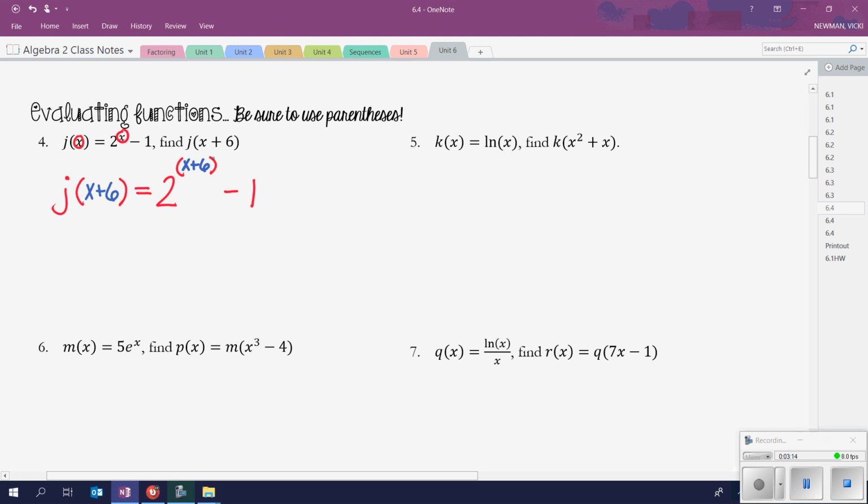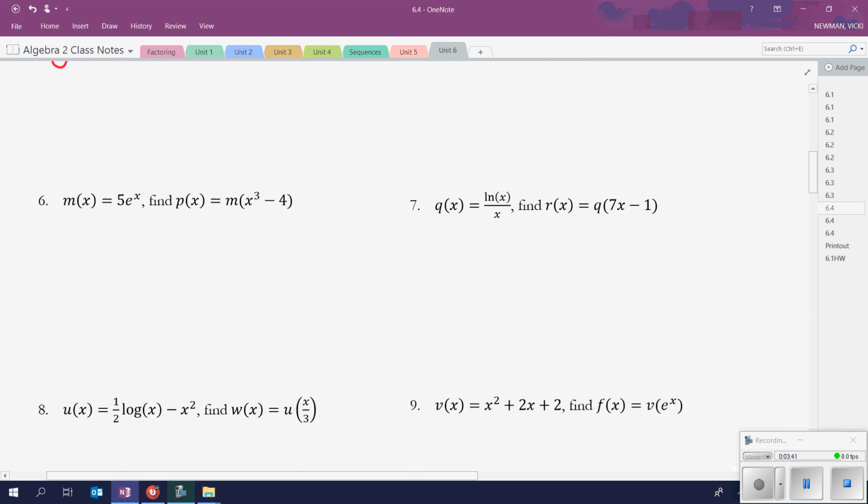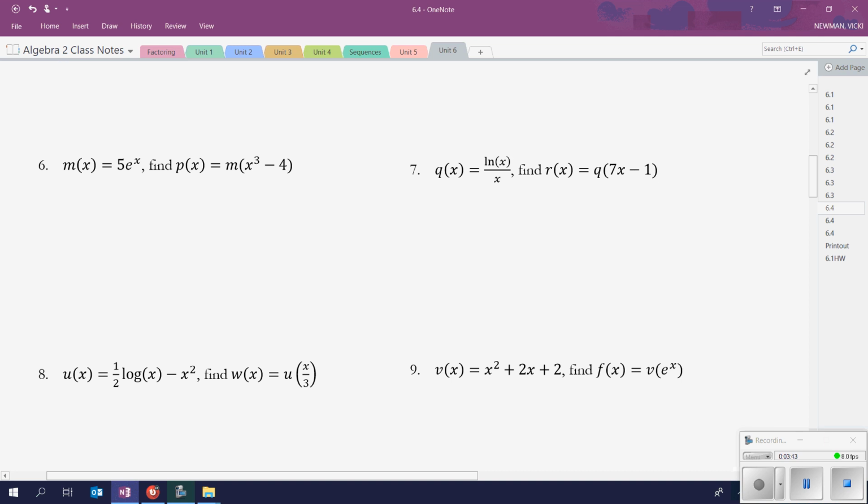So going on to number 5. We are going to remove the x's and replace with x squared plus x. So k, remove the x, is equal to ln, remove the x. Now, everywhere we have parentheses, we just say x squared plus x, and that's all we need to do. Very straightforward.